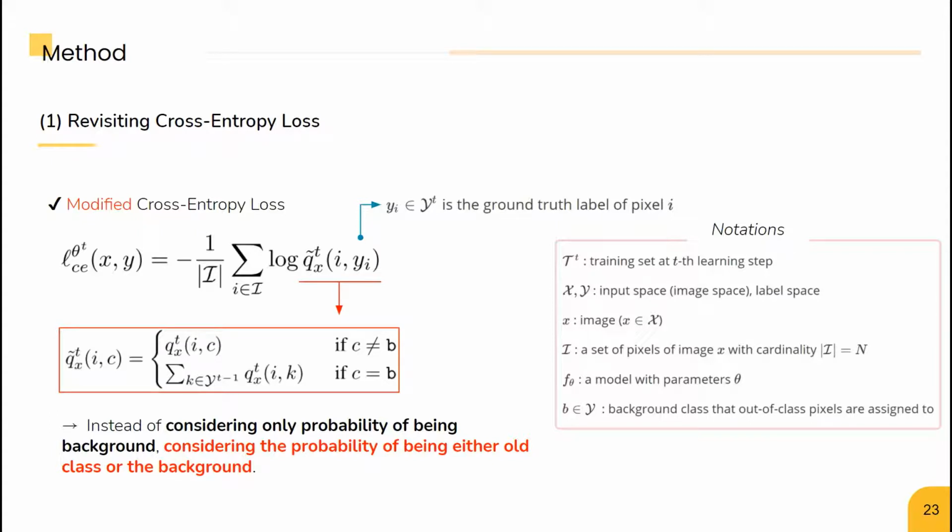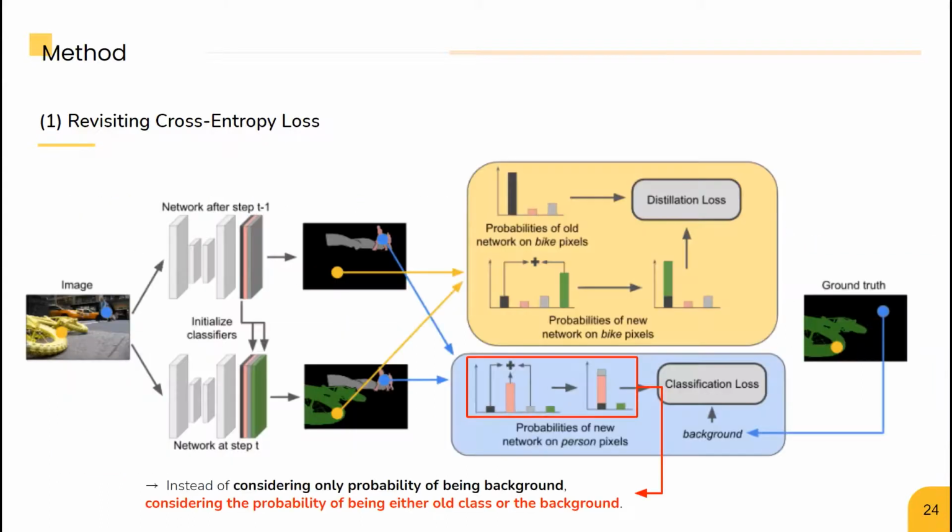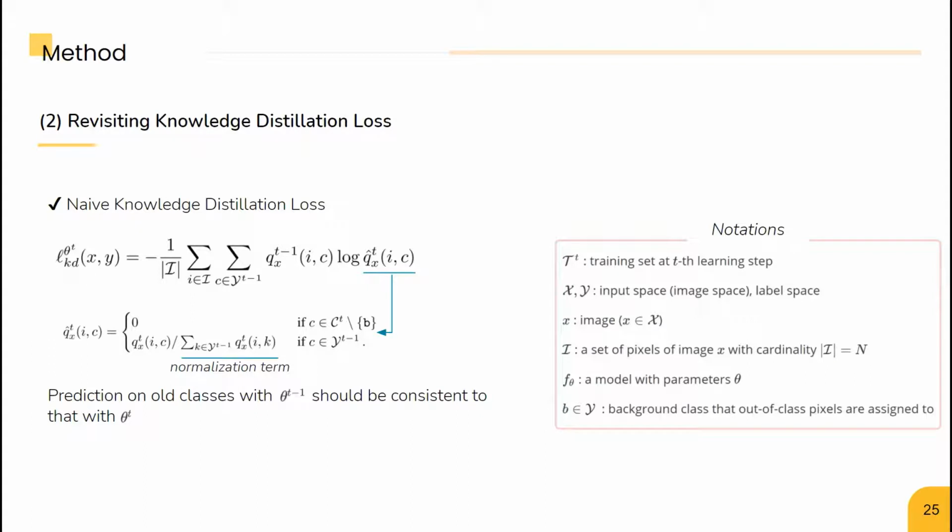This equation implies that we consider the probability of being either old class or the background instead of considering only that of being background. You would easily understand the rationale if you see the figure with the red box. Next, this is a standard knowledge distillation loss. Basically, this loss forces the model to make predictions on old classes with the current model to be the same as that on old classes with the previous model. It forces the model not to forget previous knowledge on old classes.